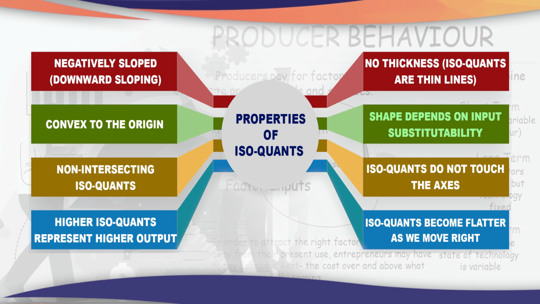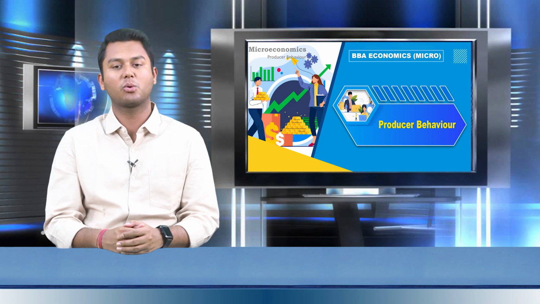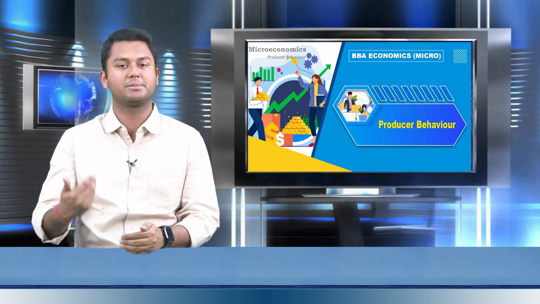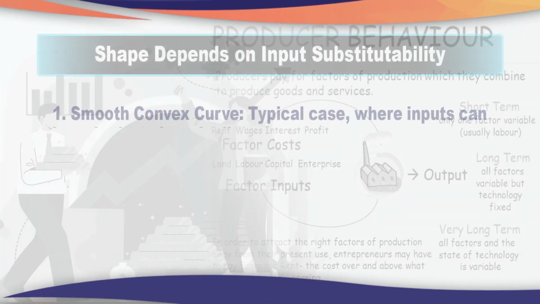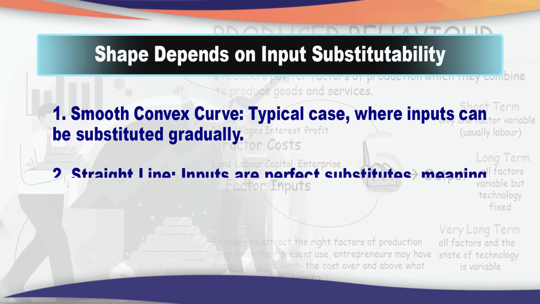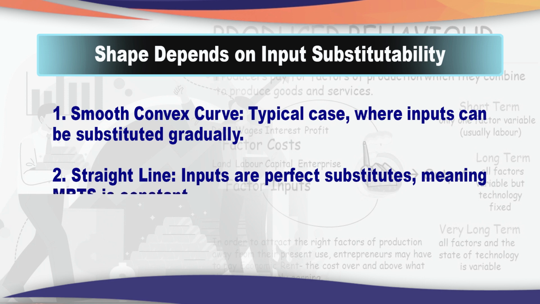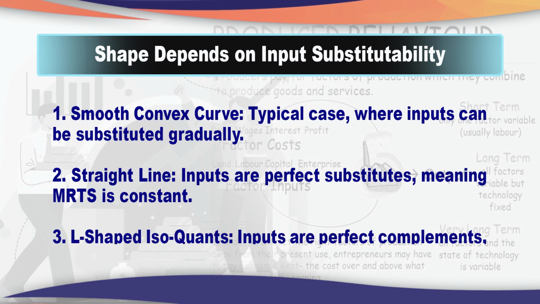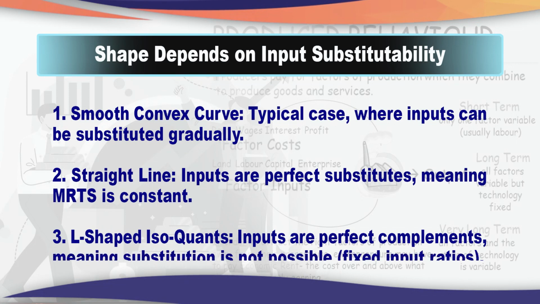The next property is that the shape depends on input substitutability. The shape of an isoquant depends on how easily inputs can be substituted for one another. There are three key cases for this. One is smooth convex curve, that is the typical case where inputs can be substituted gradually. Second is straight line, as we have already seen, if inputs are perfect substitutes, meaning MRTS is constant. And L-shaped isoquants, which is also seen before, that is inputs are perfect complements, meaning substitution is just not possible.